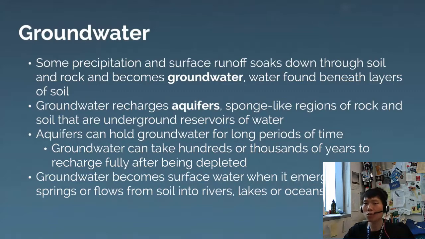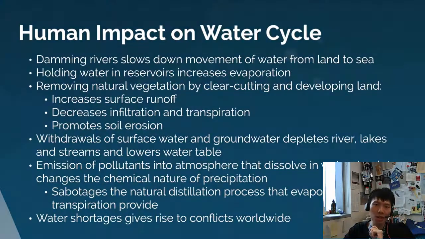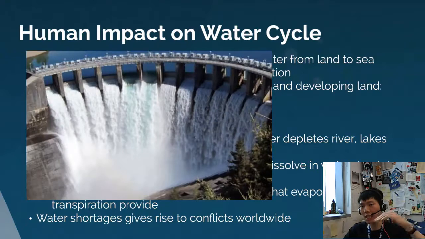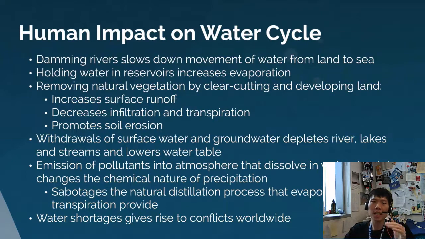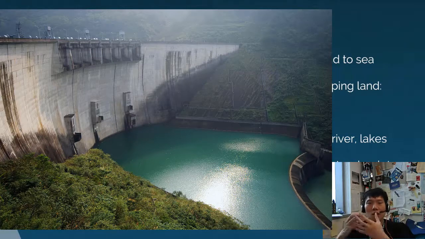Now, lastly, let's move on to the human impacts on the water cycle. Human activity affects every aspect of the water cycle, and here are some examples. Think of building a dam on rivers: it slows down the movement of water from the land to the sea and holds water in reservoirs, right? That's a deliberate move by humans, and that increases evaporation because it concentrates the amount of water in a particular zone. And it removes the natural vegetation by clear cutting and developing land, right? This increases the surface runoff because we're trying to set up a place for a reservoir.